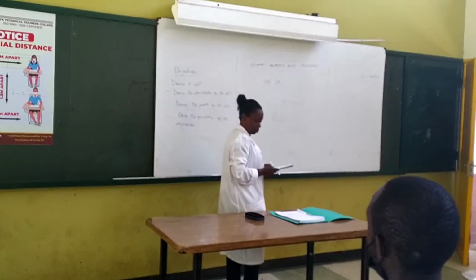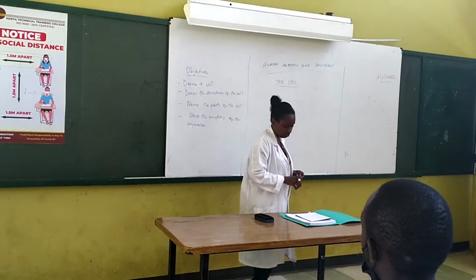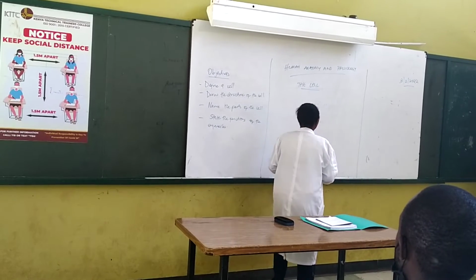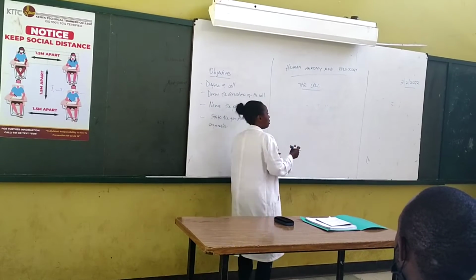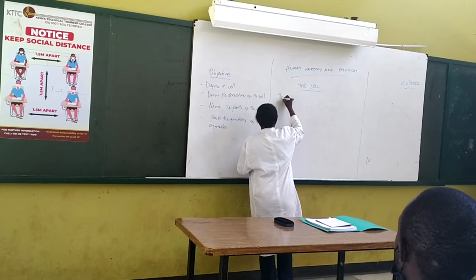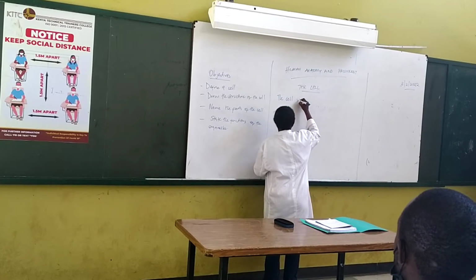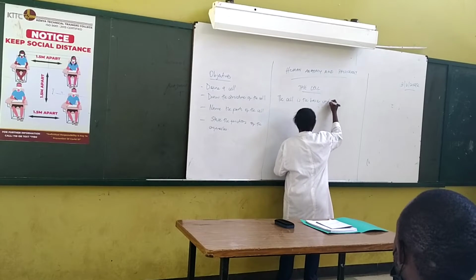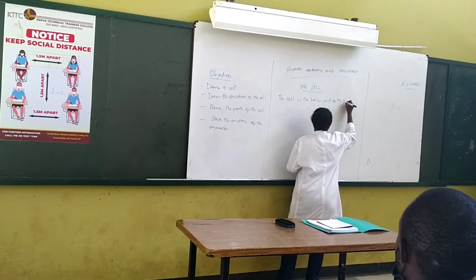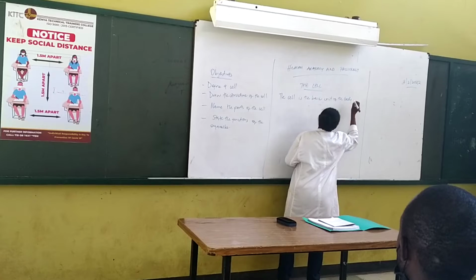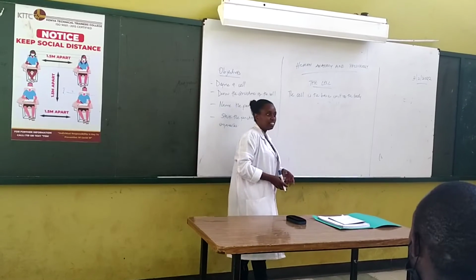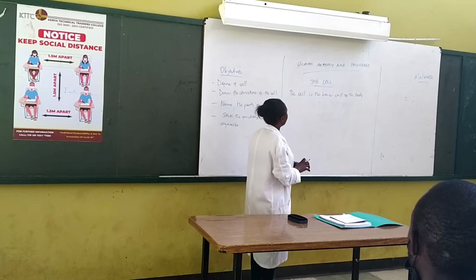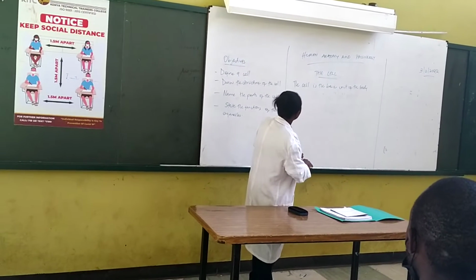Okay, so let us start with our first objective, which is to define a cell. A cell is the basic unit of the body. It is the simplest form of the body.